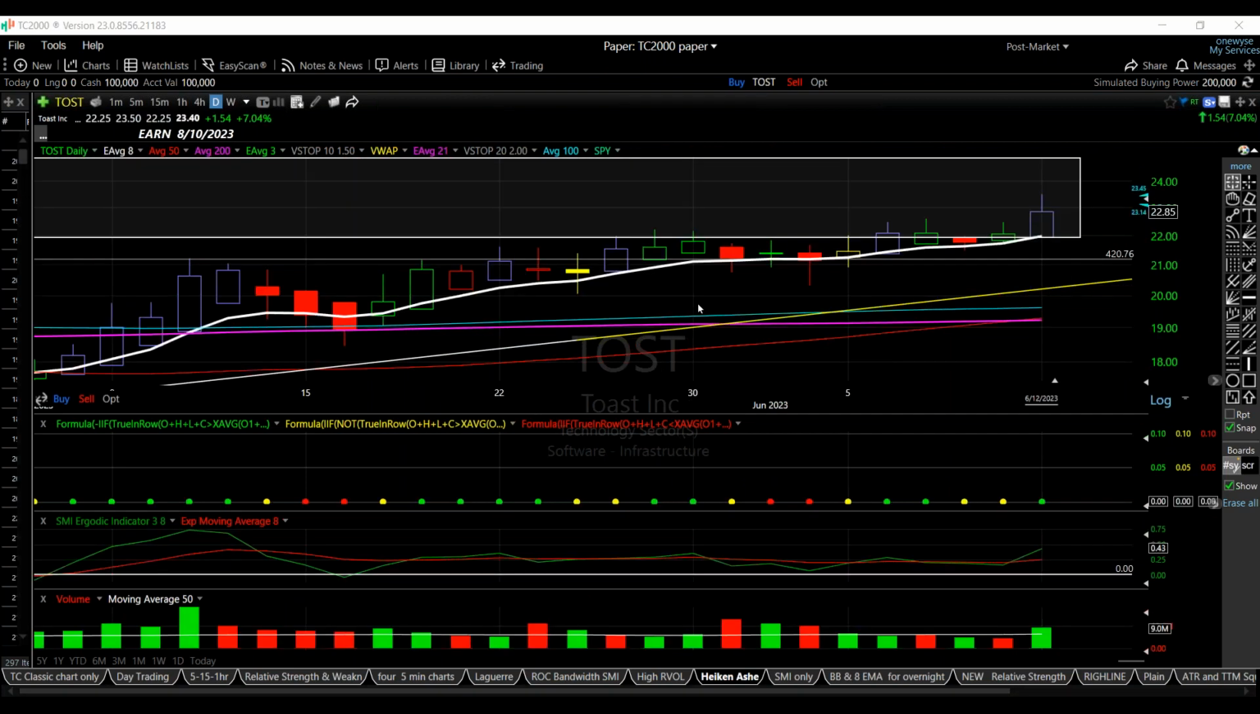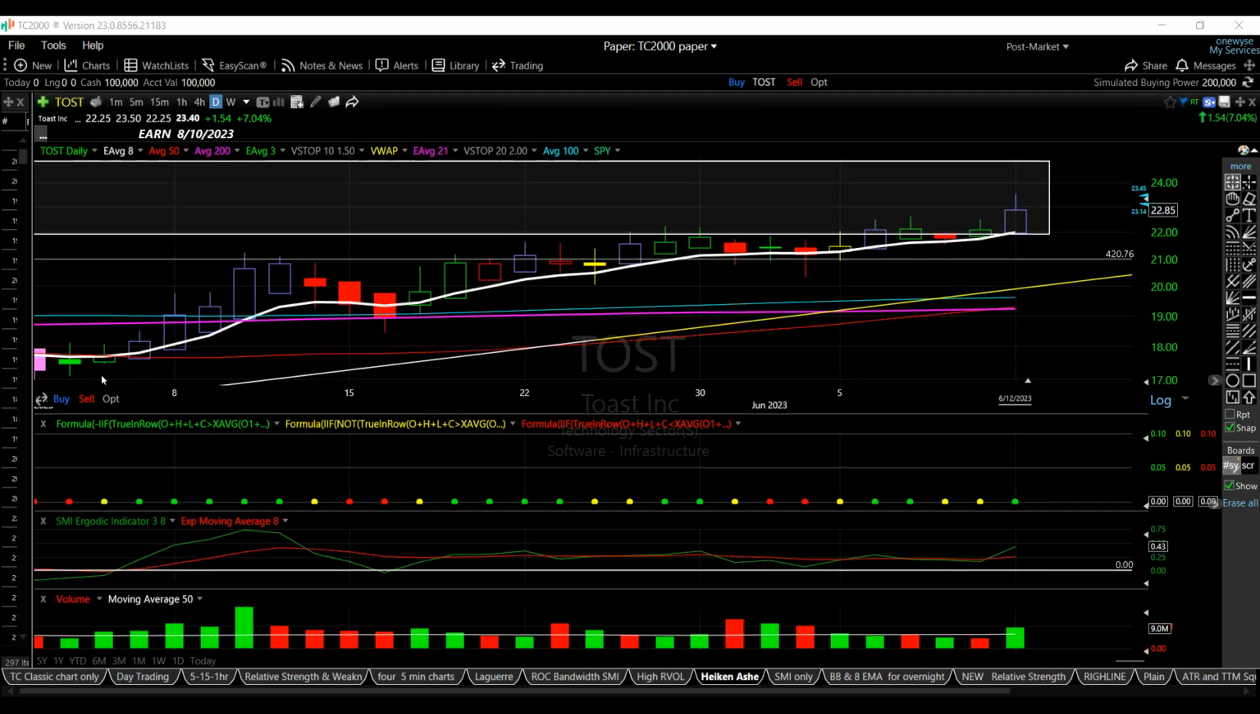There's another nice Heiken Ashi reversal. This is TOST, Toast Incorporated. These are Heiken Ashi candles. Here's a Heiken Ashi reversal here. And a lot of times you'll get 3, 4, 5 days of follow through on these Heiken Ashi candles. Some days you'll only get one, but some days you're going to get some nice momentum.